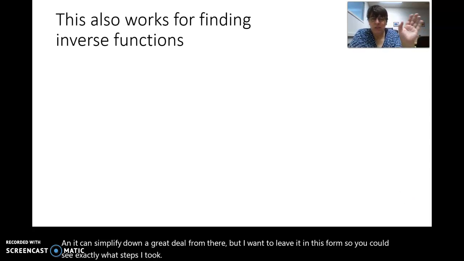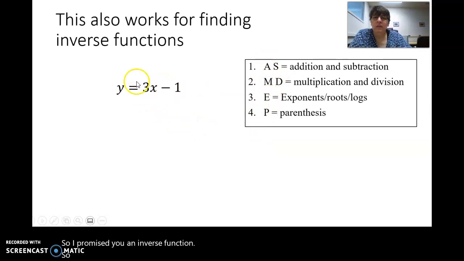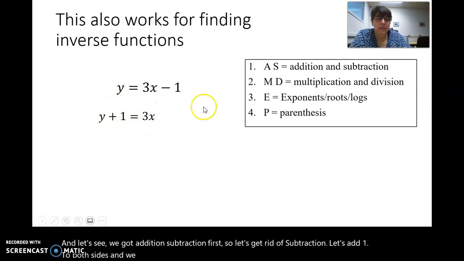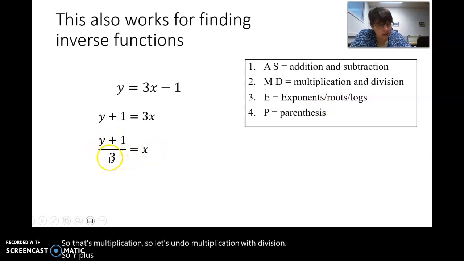Okay, so I promised you an inverse function. So here's the order of solving, and let's see, we've got addition, subtraction first, so let's get rid of subtraction. Let's add 1 to both sides, and we get y plus 1 equals 3x. So that's multiplication, so let's undo multiplication with division. So y plus 1 divided by 3 equals x.